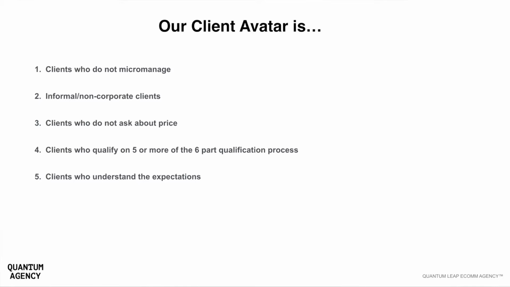Number 4, clients who qualify on 5 or more of the 6-part qualification process that we're going to be going through in the later modules in the next week, in Unmatched Outreach. So you only want to bring clients on board who qualify on 5 or more of those 6 qualification points. And number 5, clients who understand the expectations.